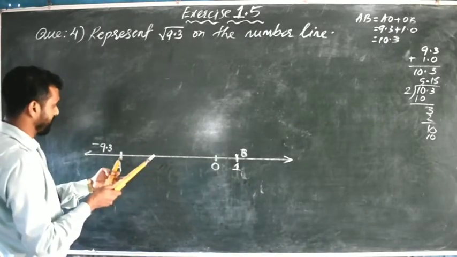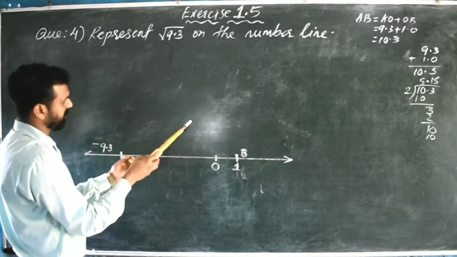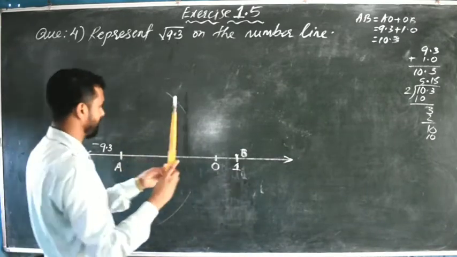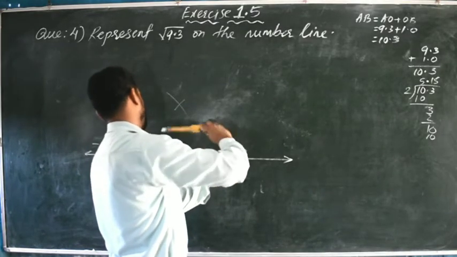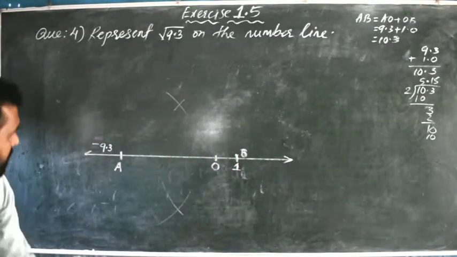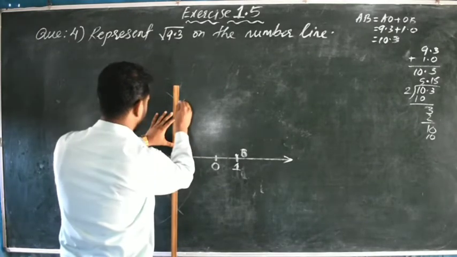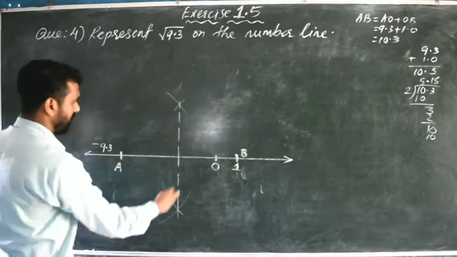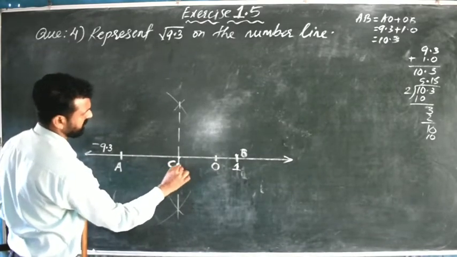How can we draw the perpendicular bisector? Take A as center and radius more than half of the line, and draw an arc here, then downside also. Then with the center B we have to cut it, upside and downside. After that join it, and we will get the perpendicular bisector of AB. We got the center of AB, and that point we can mark as C.